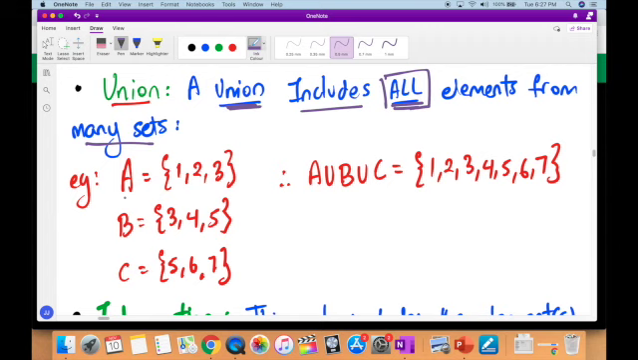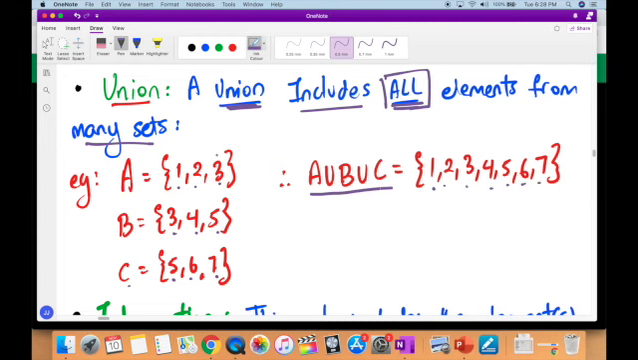So we can see here the example. We have the set A, which is 1, 2, 3. We have the set B, which is 3, 4, 5. And we have the set C, which is 5, 6, 7. What I want is A union B union C. So that means that I want all the elements from all the sets. I want all the elements from A, from B, and from C. So what do I get? 1, 2, 3, 4, 5, 6, 7.